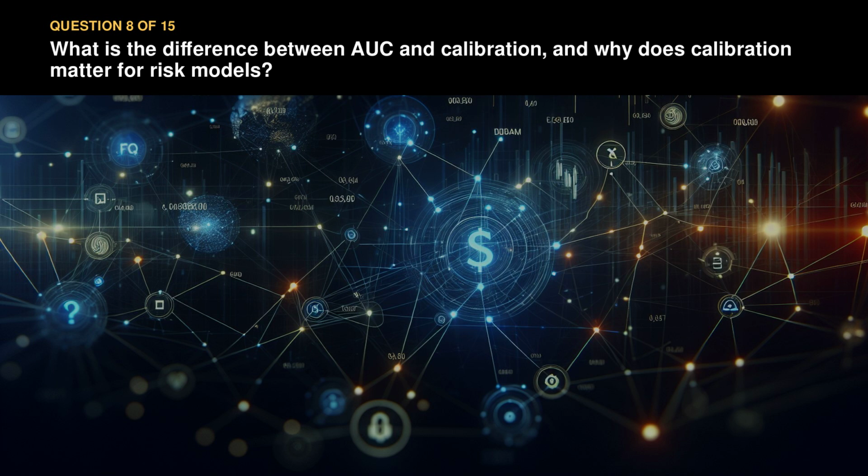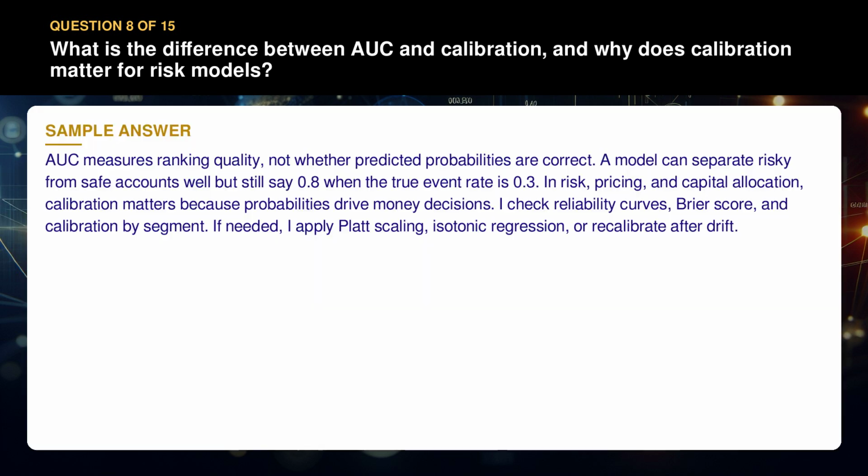Question 8. What is the difference between AUC and calibration, and why does calibration matter for risk models? AUC measures ranking quality, not whether predicted probabilities are correct. A model can separate risky from safe accounts well, but still say 0.8 when the true event rate is 0.3.